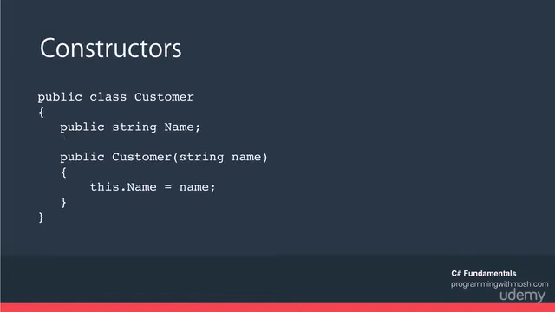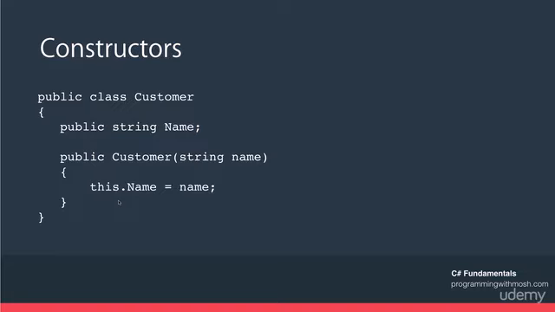Here is another example of a constructor. In this example, we have a parameter here. So we get the name of the customer and we set the name field as you see here. Note the use of the this keyword. This is a keyword that references the current object. Why do we need that here?